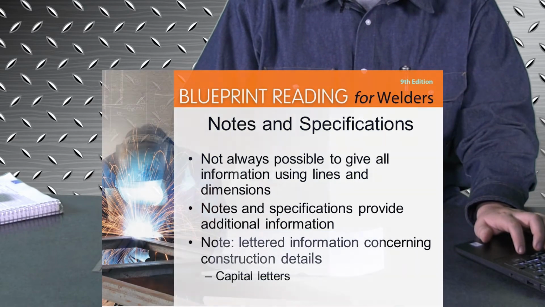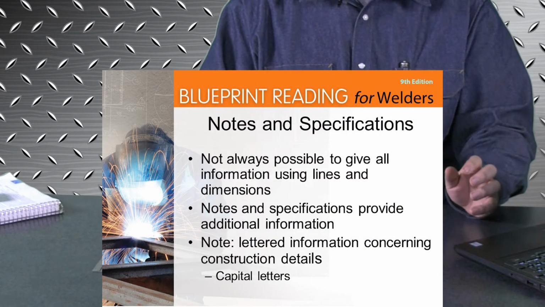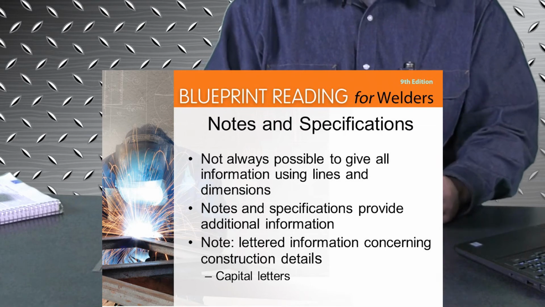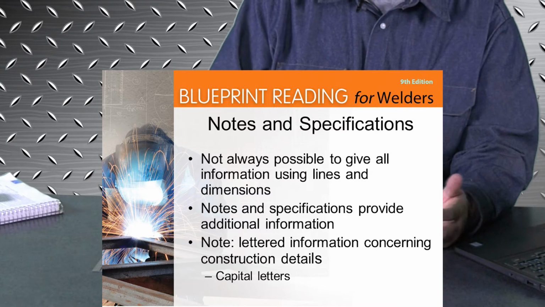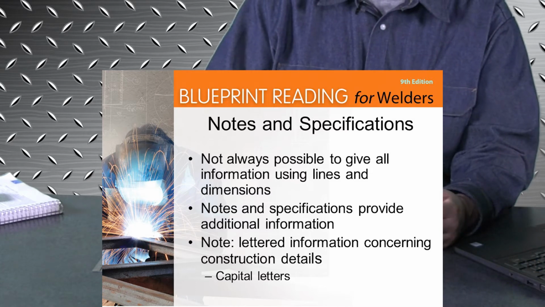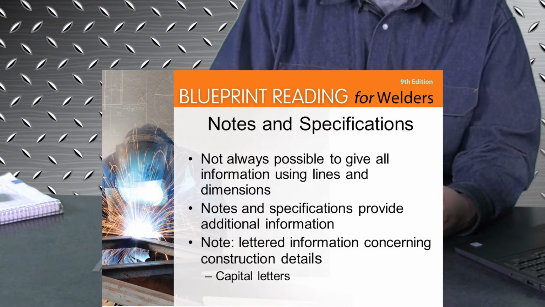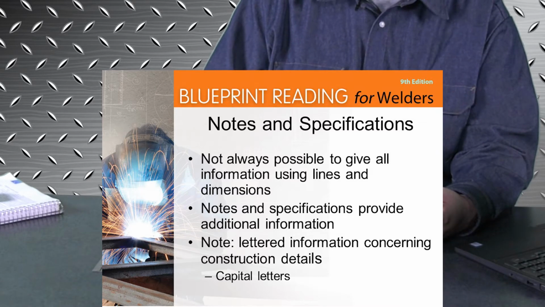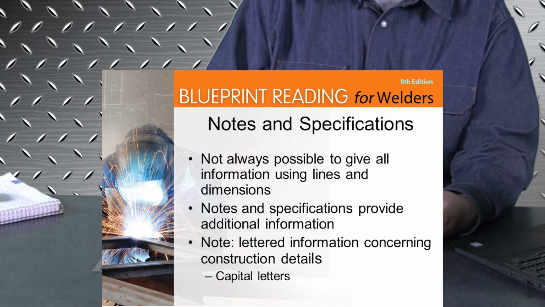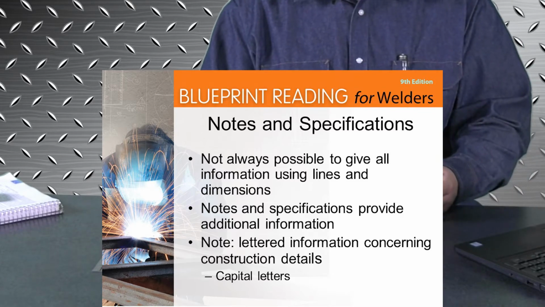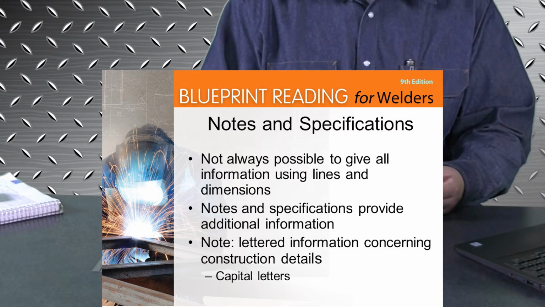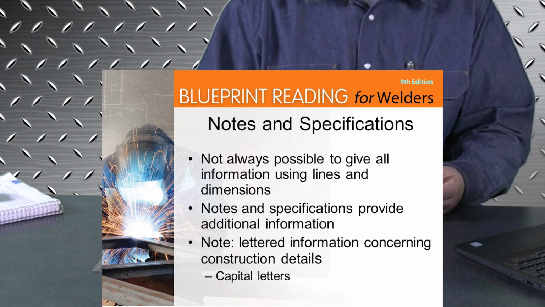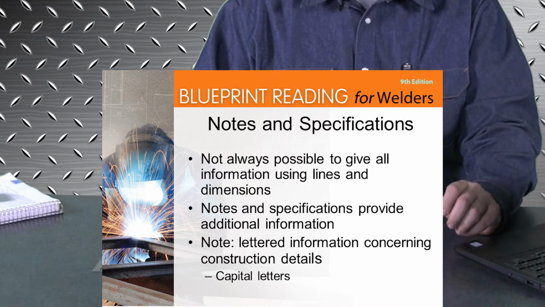Notes and specifications: it's not always possible to put all the information you need, whether it be drawn out or whether it be lines and dimensions. Sometimes you can include all the information you need, like, oh, you've got to build a trailer, these are the certain sizes. Well, what type of process do they want you to use in that specific location? How do they want you to weld it out? Is there preheating required? Is there not? Sometimes you can't get all the information you need just off of lines and dimensions to build the part, or to build whatever you're trying to make. They're going to provide the additional information.